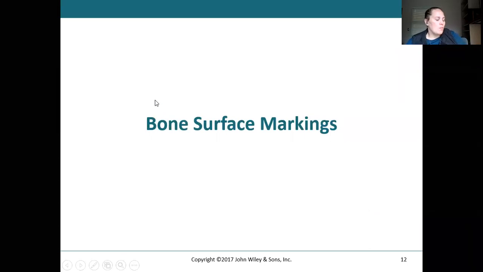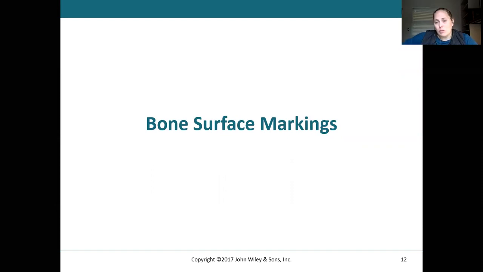Okay, so bone surface markings. There are a lot of different ways in which you can describe a bone and the way it appears and the shape and structure of the bone. We're basically going to go into the terminologies and describe how you would describe bone surface markings. Some of these terminologies are very specific for specific bones. Some are more general and you could use them for several different types of bones.